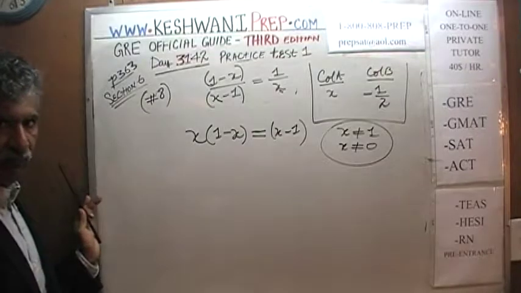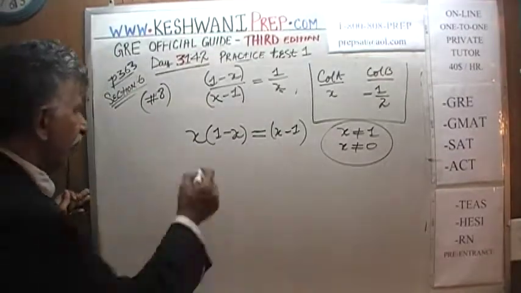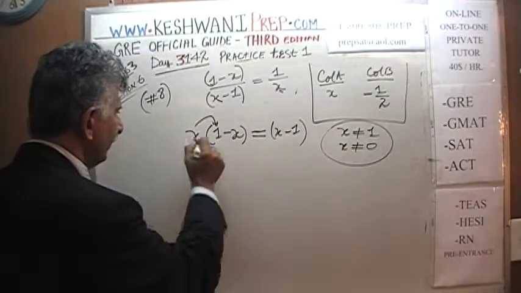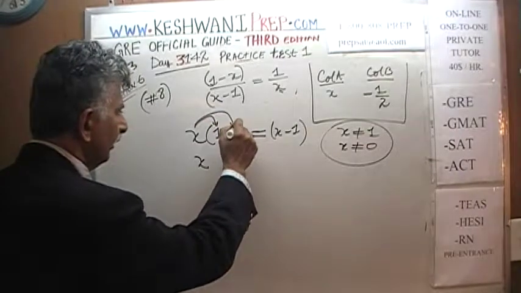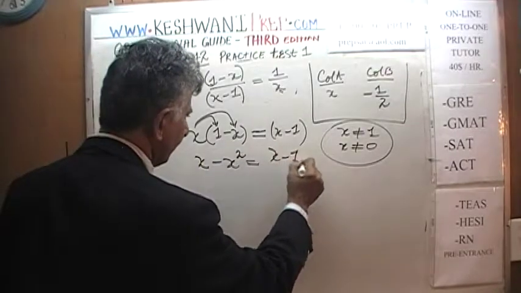I hope you're okay so far. The rest is very easy. We just have to remember that. So let's begin. 1 times x is x. x times minus x is going to be negative x squared. And here we get x minus 1.